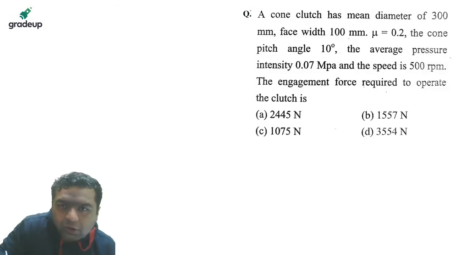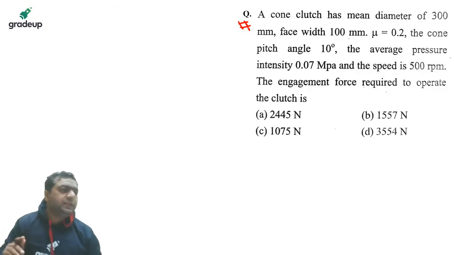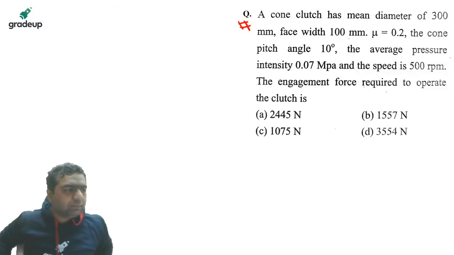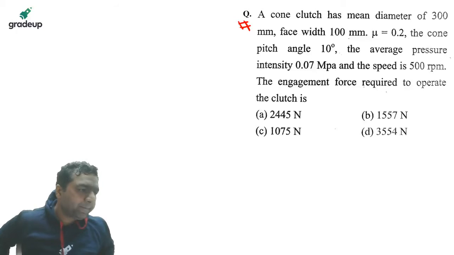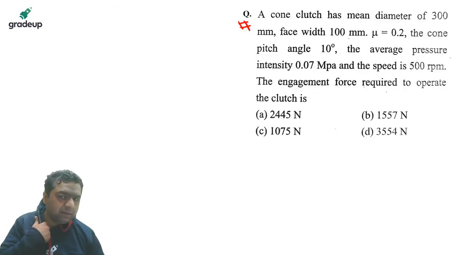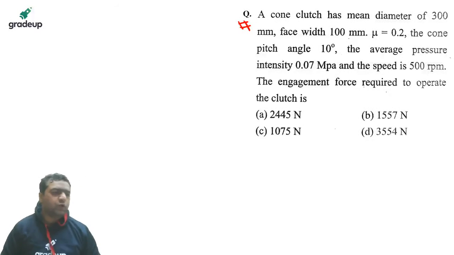Next question is from cone clutch. With this, the type of clutch will be over. Now we will be entering into the joints. And guys, when I will be sharing this PPT in the form of PDF, it will be having 2 to 3 extra questions for you for practice purpose.